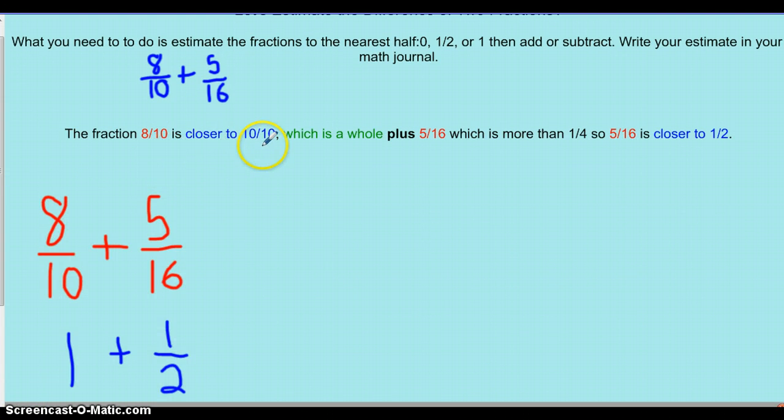Well, 8/10 is closest to 10/10, so I went ahead and said that's a whole. 5/16 is more than a fourth, so I went ahead and said it's closer to 1/2. So my estimate is 1 1/2. Is that what you got?